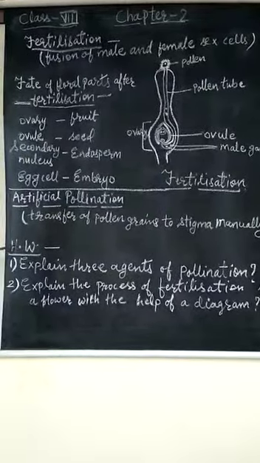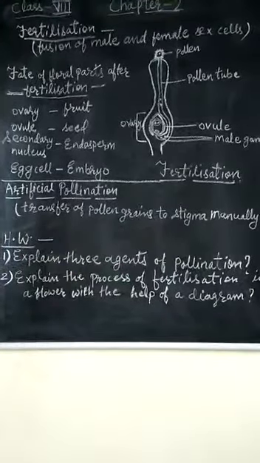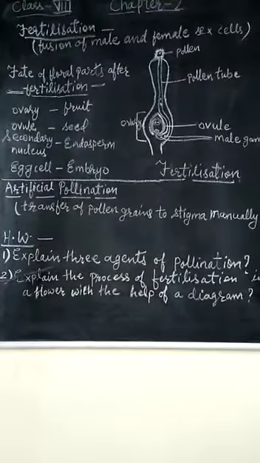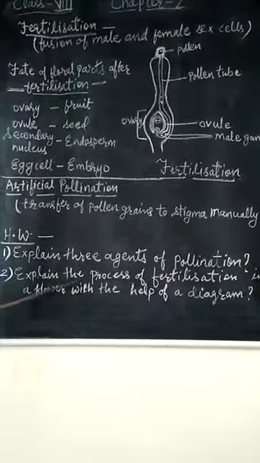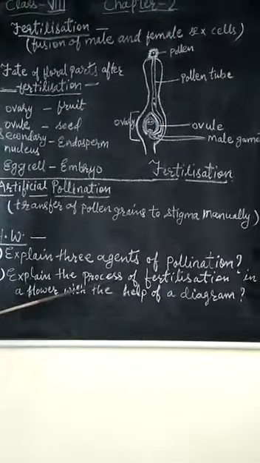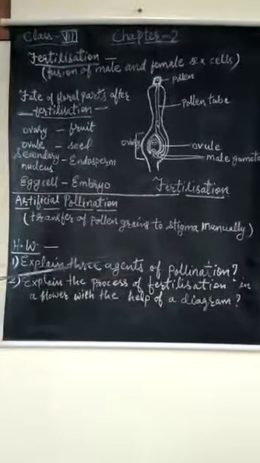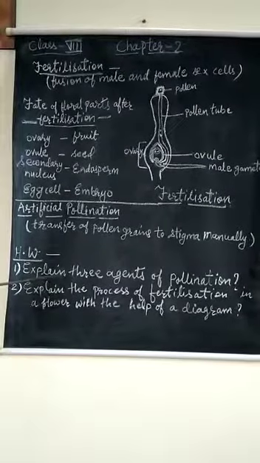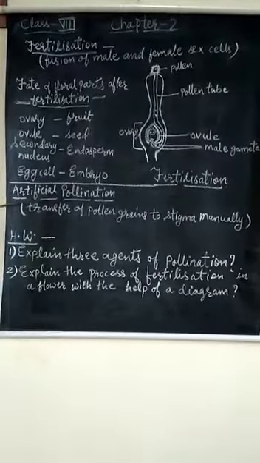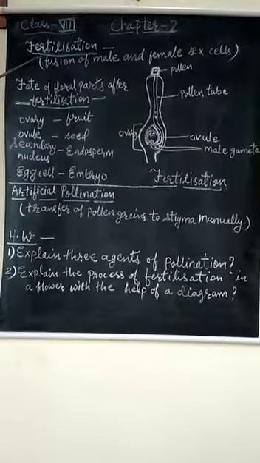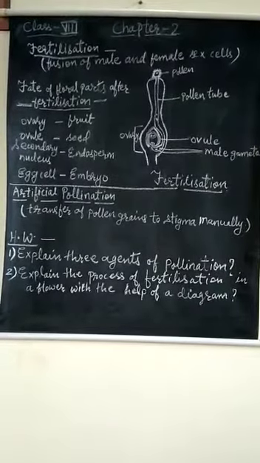Today's homework: Question number 1, explain three agents of pollination. Question number 2, explain the process of fertilization in a flower with the help of a diagram. Write these answers in your biology notebook, and for details about artificial pollination and fertilization, don't forget to go through the textbook. Thank you.